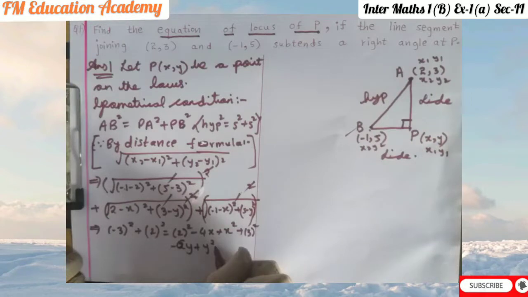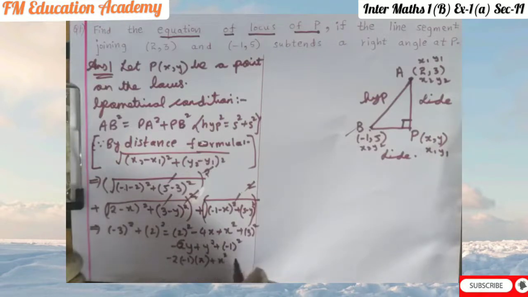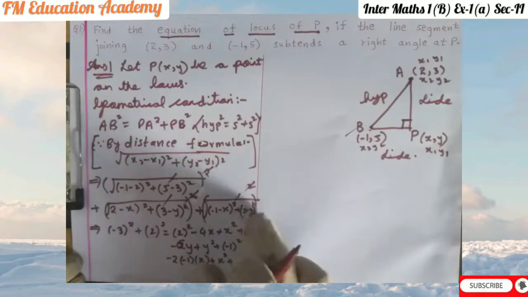Then we have plus (1 minus x) whole square with the sign as minus 1. Here a is minus 1 and b is x. So (a minus b) whole square is a square minus 2ab, so here minus 2 into minus 1 into x, plus b square, here x square. Plus, this is again in the form of (a minus b) whole square.